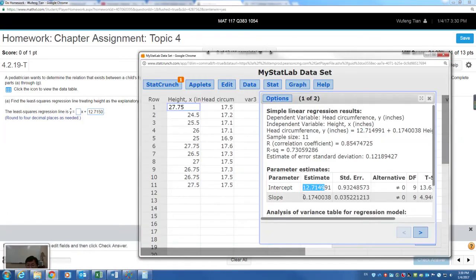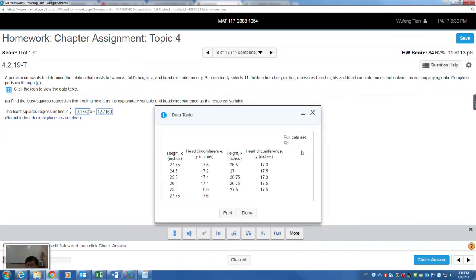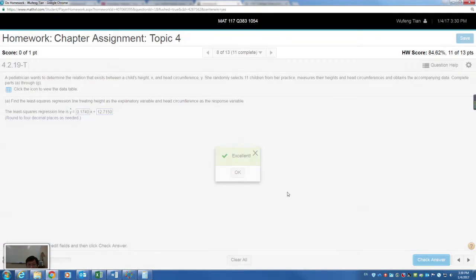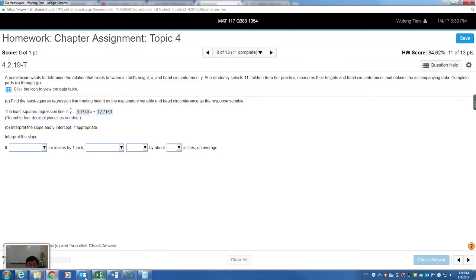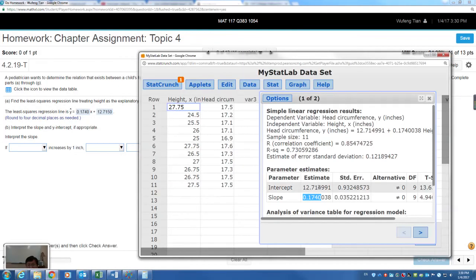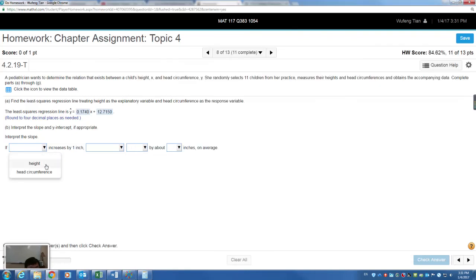Slope is mx. Slope is 0.1740. So this is slope. 4 decimals. Okay. So this is mx plus b. Intercept is b. This is your slope. Interpret slope. It means if the height increased by 1 inch, what is x, what is y?